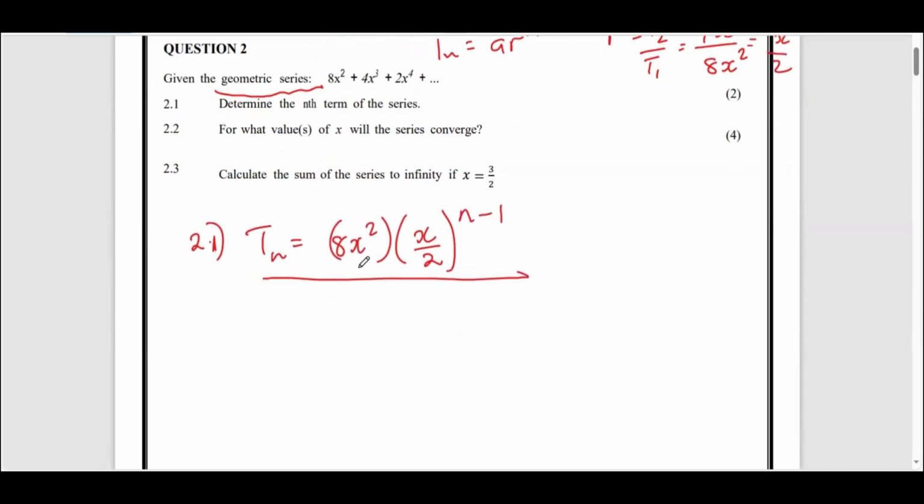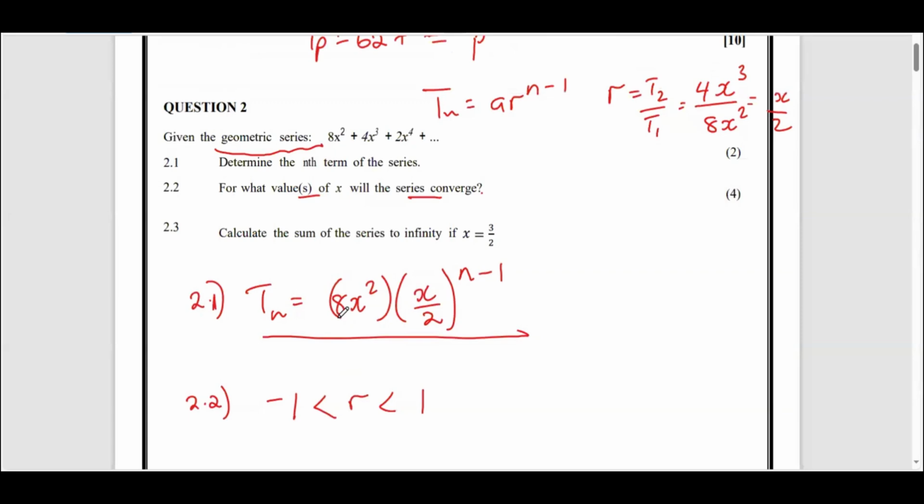Then 2.2, they're asking us for which value or values of x will the series converge. So we know that the condition for convergence is that our r must be between -1 and +1. So we shall write down this condition first and then substitute r with our x over 2.